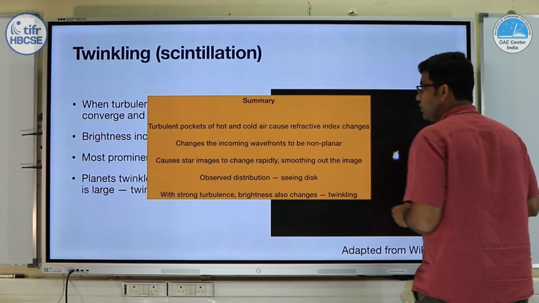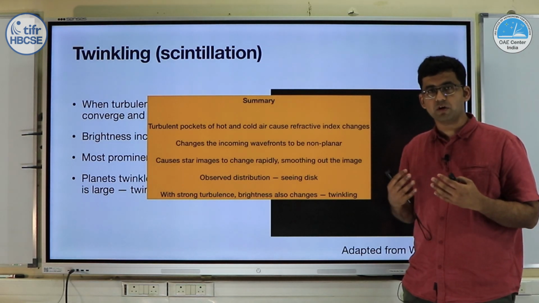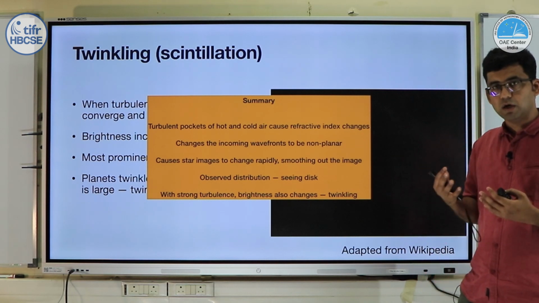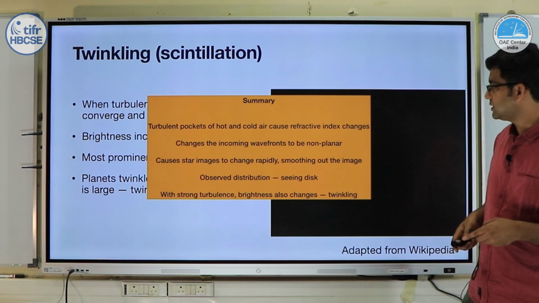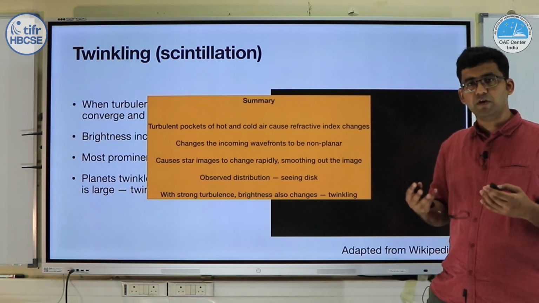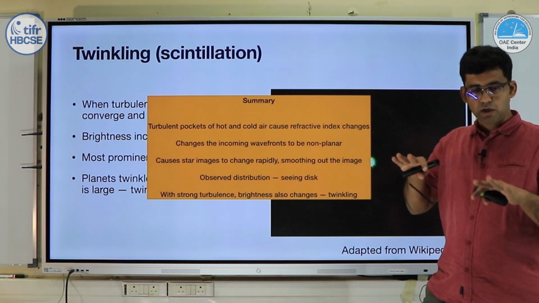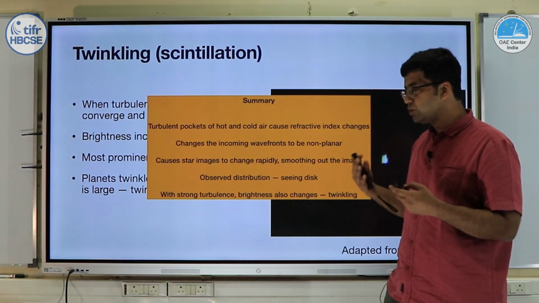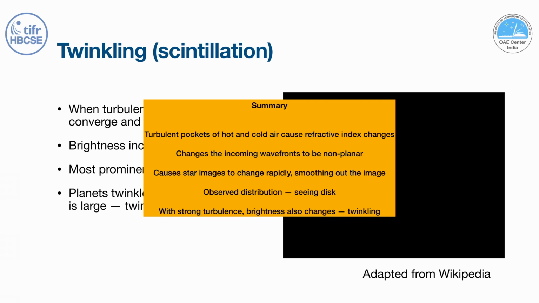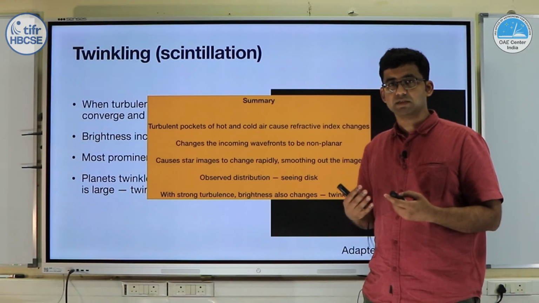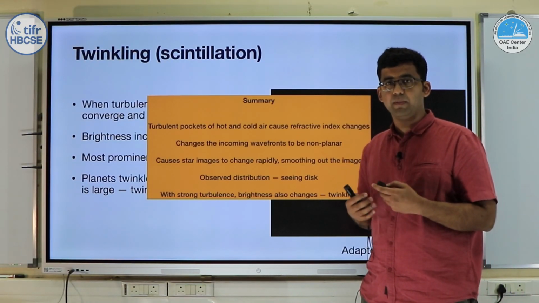So, in summary, we have talked about turbulent effects of the atmosphere. The atmosphere has pockets of turbulent air which are colder and hotter, which have different refractive indices, and the changes in refractive index cause the incoming wavefronts to be non-planar. There are distorted wavefronts which come in, and the star's image changes rapidly, smoothing out the image. What you effectively get is the seeing disk depending on the conditions of the atmosphere, and with strong turbulence you can even get changes in brightness which change as a function of time and frequency.